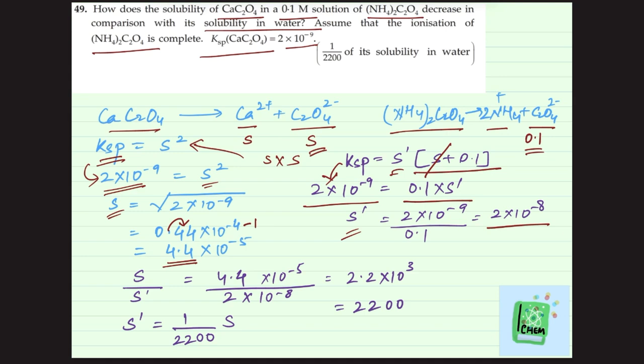Now to compare, the solubility in water divided by solubility in ammonium oxalate is equal to 4.4 into 10 to the power minus 5 divided by 2 into 10 to the power minus 8, which is equal to 2200. So solubility of calcium oxalate in ammonium oxalate, that is S dash, is equal to 1 by 2200 times its solubility in water, that is denoted by S. So this becomes 1 by 2200 into S.